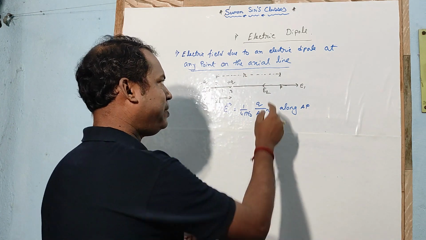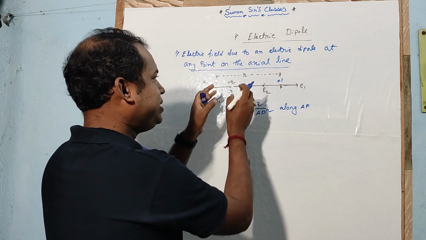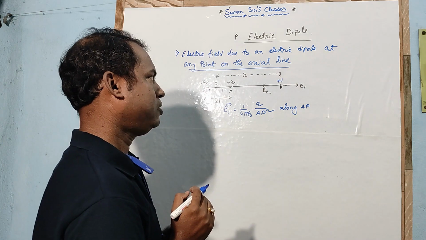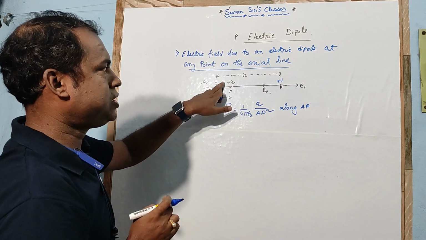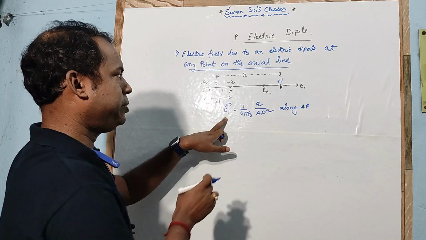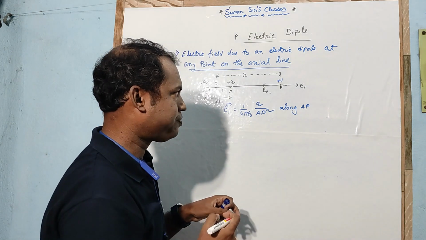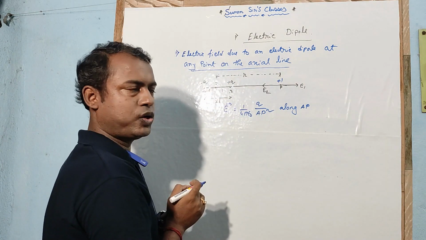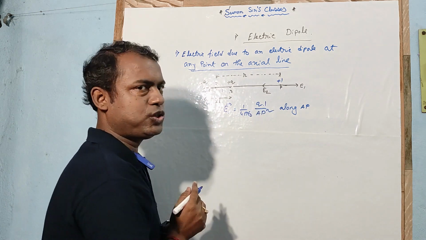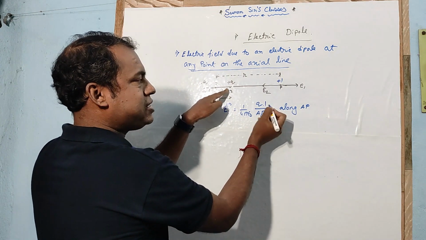Electric field means the force if a unit positive charge is placed there. So we want to find the force on the point P, that is the electric field at P. Consider first the plus Q charge placed at position A. What is the electric field? According to Coulomb's law, 1 by 4 pi epsilon naught, Q1 into Q2 by distance squared. Here Q1 is the plus Q charge, and Q2 is the plus 1 charge placed at P. So we write Q into 1 by AP square.